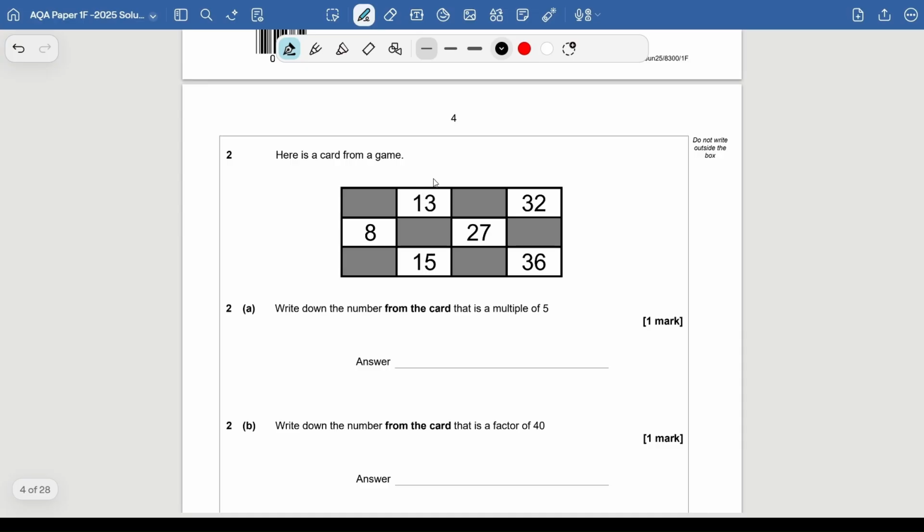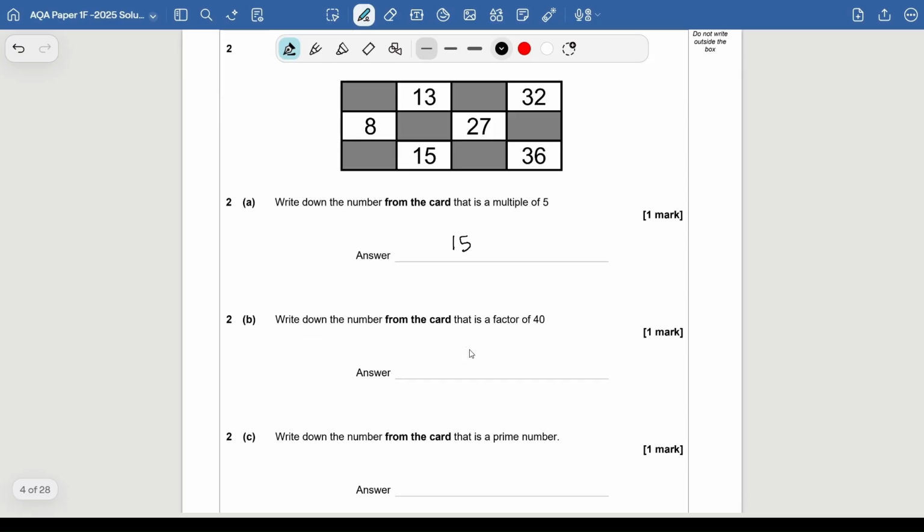Here is a card from a game. All these numbers are displayed. Write down the number from the card that is a multiple of 5. So multiples of 5 are 5 ones is 5, 5 twos is 10, 5 threes is 15. So here we have 15 is the multiple of 5.